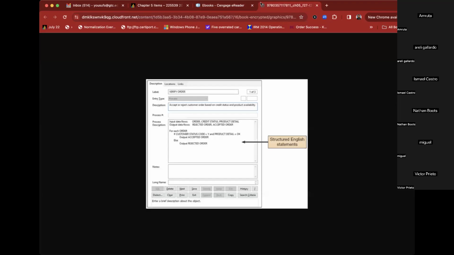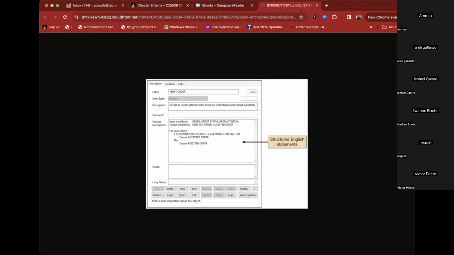Okay, structured program. Have a look at this. This is a process called verify order. The verify order process, you can see at the top, it says input output data flows. Pseudocode doesn't mention anything like that at the beginning. These are my inputs and these are my outputs. It doesn't say that. Now look at the rest of the logic. It says for each order, okay, pseudocodes can do that. But look at the if condition.